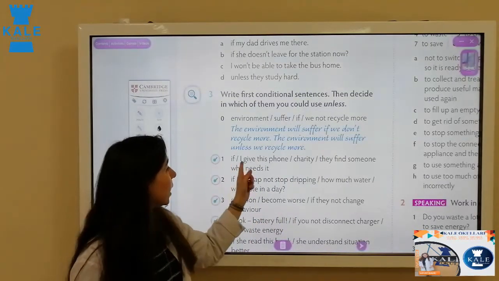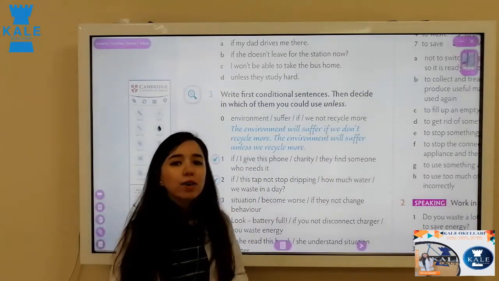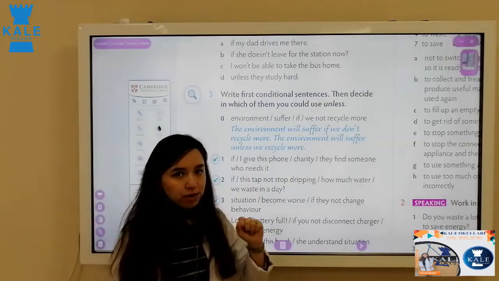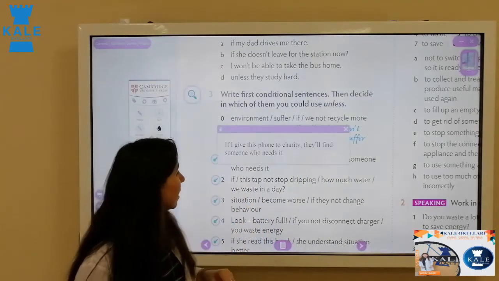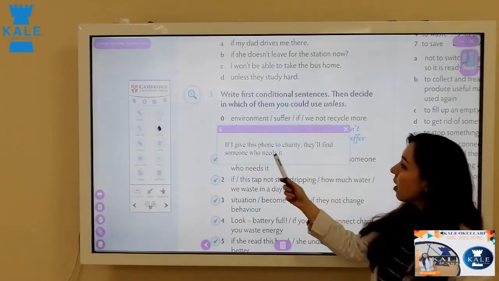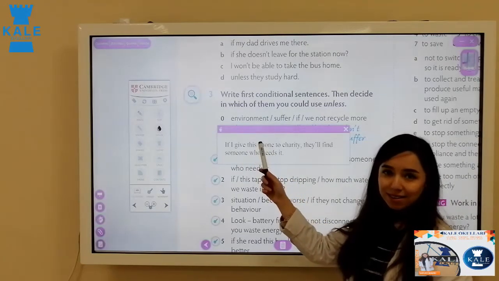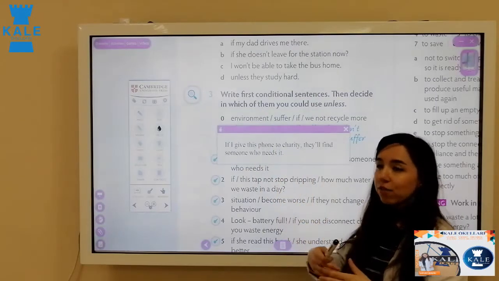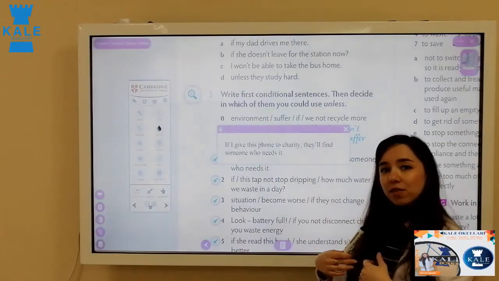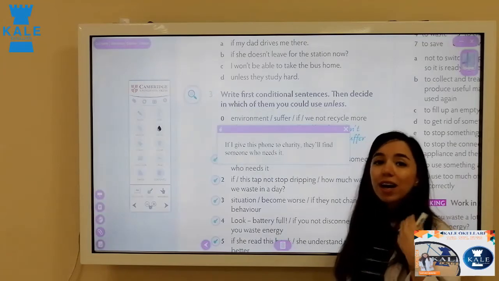Let's check number 2. If I give this phone to charity, they find someone who needs it. How can we make it? You can start it with if, or you can start it with the result. Yes, it's up to you. Look at the answer. If I give this phone to charity, they will find someone who needs it. The first part starts with if, so here we have present simple, yes? All the time I told you, for the first conditional, if plus present simple. The second part starts with will, yes? So if I give this phone to charity, they will find someone who needs it.